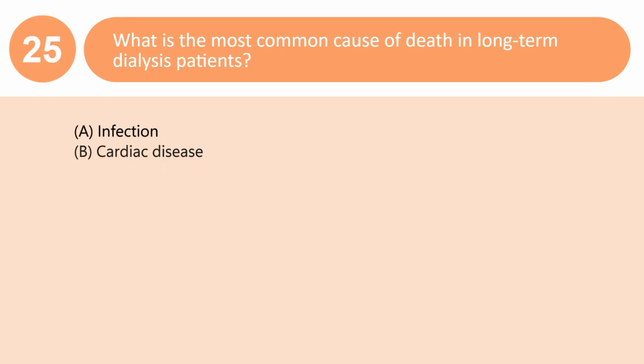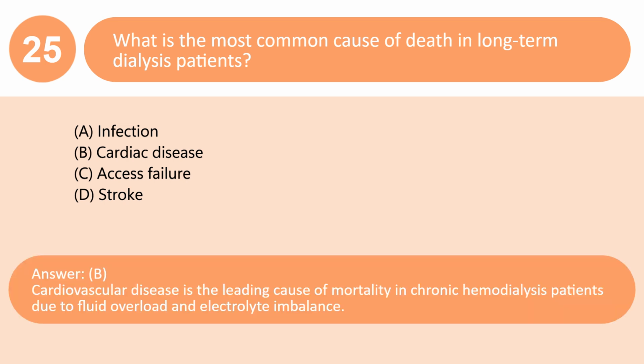What is the most common cause of death in long-term dialysis patients? A. Infection. B. Cardiac disease. C. Access failure. D. Stroke. Answer B. Cardiovascular disease is the leading cause of mortality in chronic hemodialysis patients due to fluid overload and electrolyte imbalance.